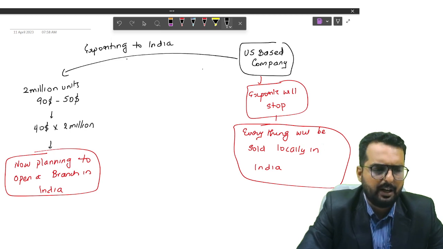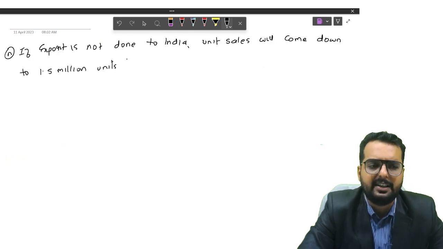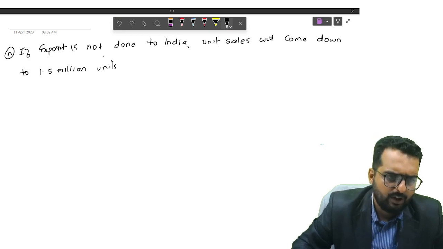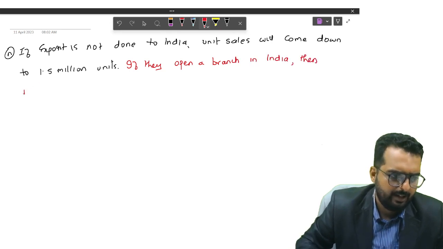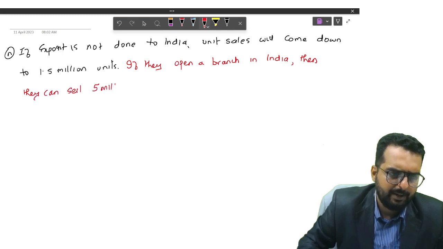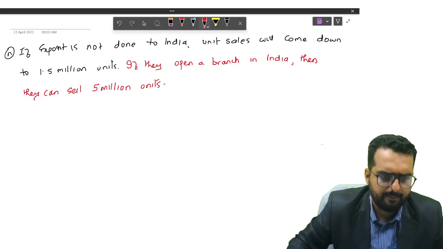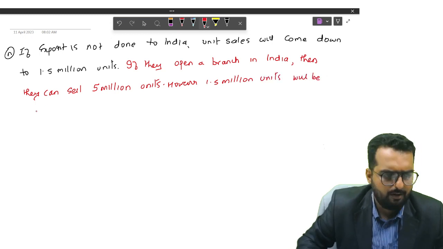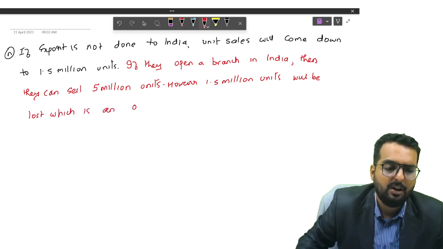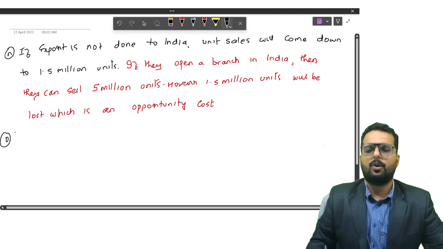As of now, they are exporting how many units to India? 2 million units. Correct? Now, if they don't set up a branch in India, that will come down to how much? 1.5 million units. The interpretation of this is that if they open a branch in India, then they can sell 5 million units. That is what we found out over here. However, 1.5 million units will anyway be lost, which is an opportunity cost. So this will actually become nothing but an opportunity cost for the company.